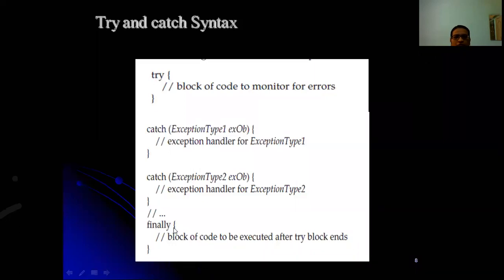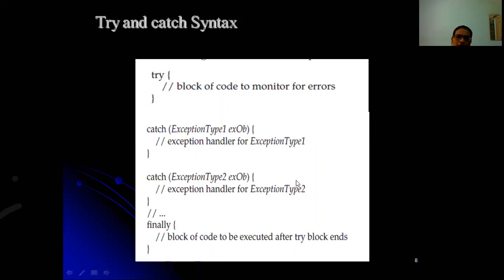Once the try and catch block statements are over, execution continues automatically. Even without explicitly specifying finally, the statements after the catch block will execute, but you can include finally. This block is compulsorily executed by the compiler. So the finally block is a block of code to be executed after the try block ends. Once the exception handling is over, this is a compulsory block which is going to execute. So that is try, catch, and finally, right? So this is the basic syntax.